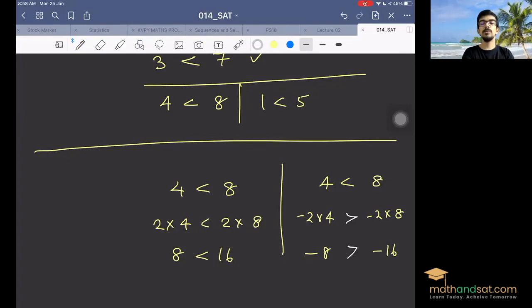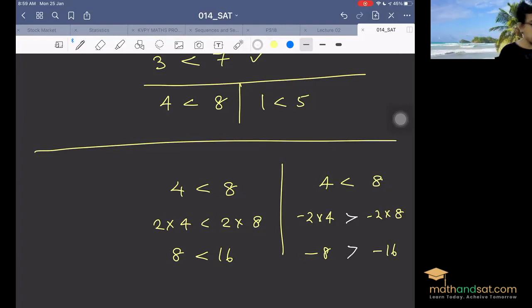Tell me yes or no. Yes. I hope you have understood this before, from school. The idea is very simple. When you're adding or subtracting, there is no issue. When you're multiplying or dividing, as far as it's positive, there is no issue. But when you're multiplying with a negative number, there's a problem.